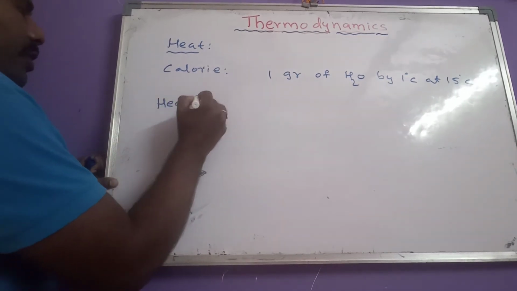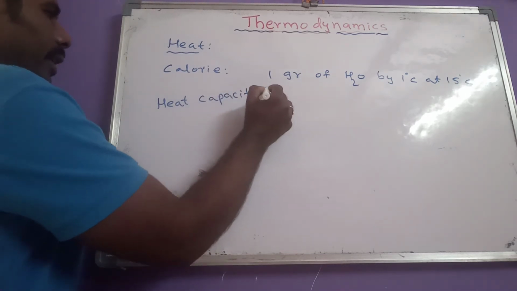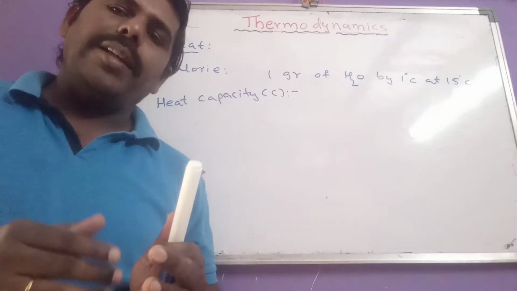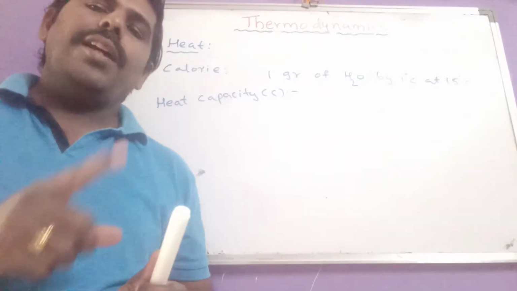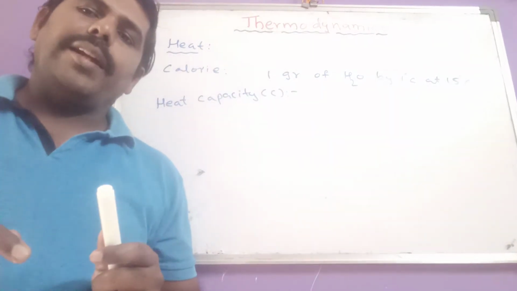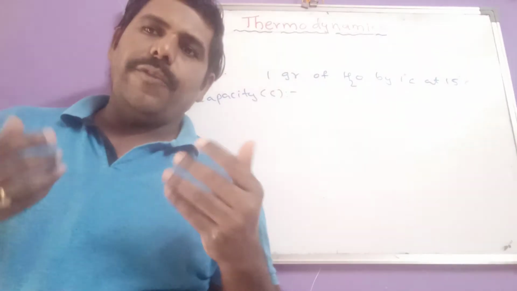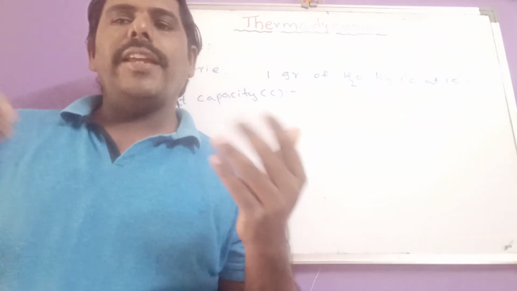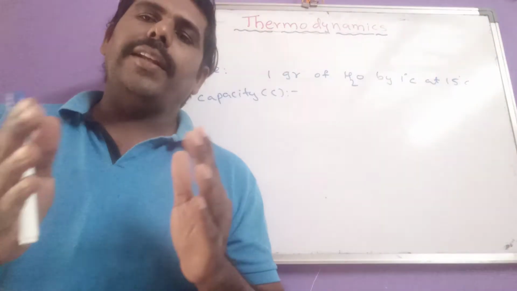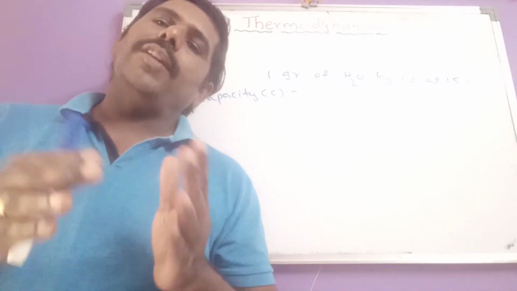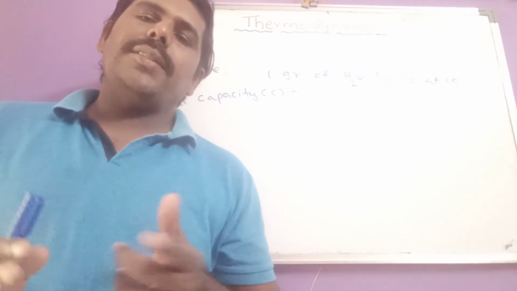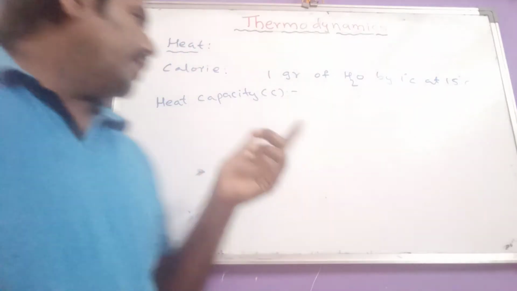Okay, now come to another definition, which is heat capacity. Heat capacity means the amount of heat energy required to raise the temperature of any substance by 1 degree centigrade. How much amount of substance is not mandatory. From any temperature by 1 degree, that means from 90 degree centigrade to 91, or from 90 Kelvin to 91 Kelvin, whatever it may be. So the amount of heat required to raise the temperature of a substance by 1 degree is known as heat capacity.